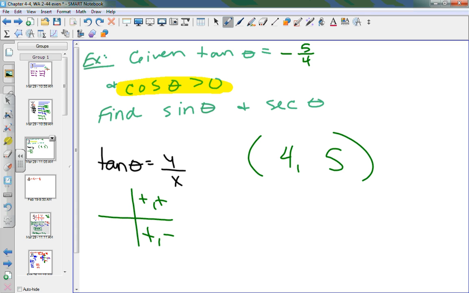So if my cosine is greater than 0, that puts me in quad 1 or in quad 4, does it not? What else do I know? Your tangent is negative. Well, my tangent in quadrant 1 is positive. My tangent in quadrant 4 is negative. So what quadrant do I have to be in? I have to be in quadrant 4. This means we are in quad 4.